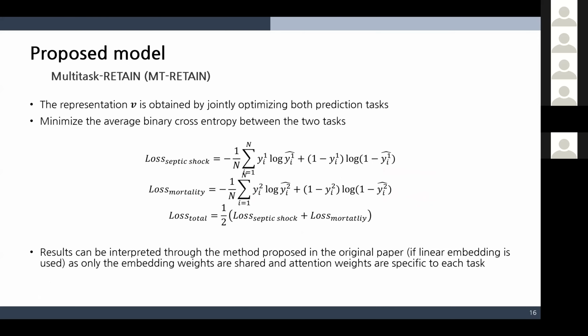The embedding V is learned by jointly optimizing both prediction tasks, where we take the average of the losses of the 2 tasks as our objective. In our multitask model, the interpretability, where we can calculate the contribution of each input to the final prediction, can be made in the exact same manner as in the original paper because only the embedding layer is shared and separate Retain modules are trained per task. Therefore, it will be possible to compare the contribution of the same input in predicting each individual task.